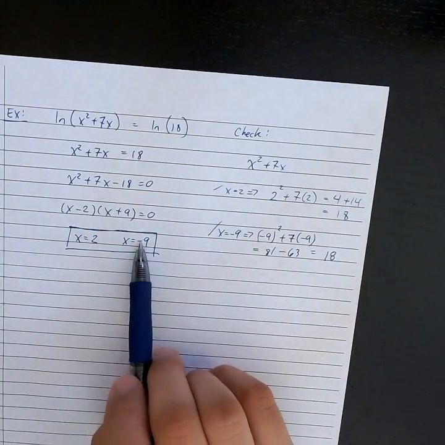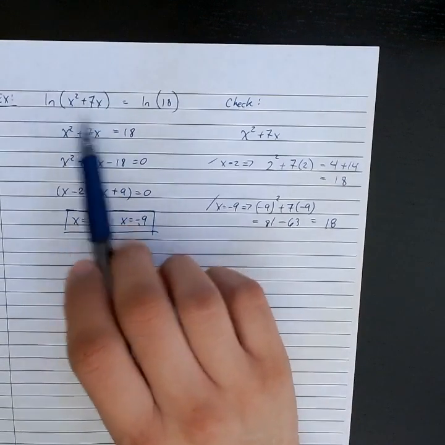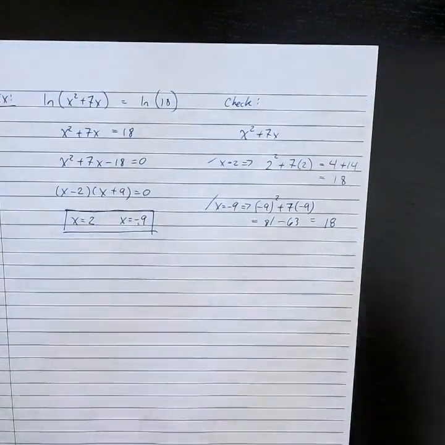So don't think you can't have negative solutions. What we're saying is when you take your solution and plug it into your argument, the argument should not be negative. The solution can be negative, and that's okay.